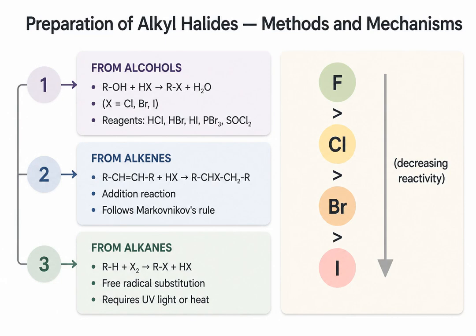Now we're moving into the practical synthesis of alkyl halides. There are three major routes chemists use to prepare these compounds. First, converting alcohols to alkyl halides using hydrogen halides or reagents like phosphorus tribromide and thionyl chloride. Second, adding hydrogen halides across alkene double bonds. This follows Markovnikov's rule, meaning the hydrogen adds to the carbon with more existing hydrogens. Third, free radical halogenation of alkanes, which requires UV light or heat to break the halogen bond. Notice that fluorine is most reactive toward alkanes, while iodine is least reactive. This trend is crucial for predicting reaction outcomes.